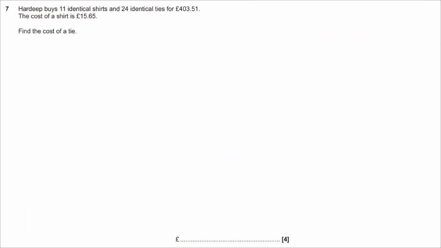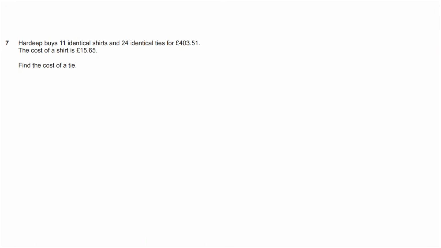Okay? Good. Question 7. Hardeep buys 11 identical shirts and 24 ties for this much here. The cost of a shirt is this. Find the cost of a tie. So we know that one shirt has a cost of £15.65, I'm writing it as a ratio, and he bought 11 of the shirts. So to get from 1 to 11, what are you timesing by? 11. So you're upscaling by 11.